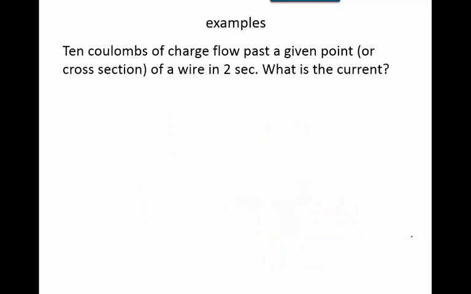Next example. 10 coulombs of charge flow past a given point or cross-section of a wire in 2 seconds. What is the current? So I know I equals Q divided by T. I know Q equals 10 coulombs, T equals 2 seconds. So I wrote down what I know, and I wrote down relationships that I know.